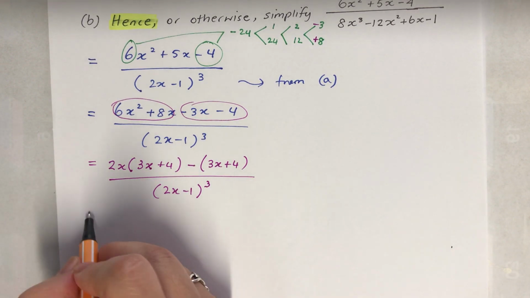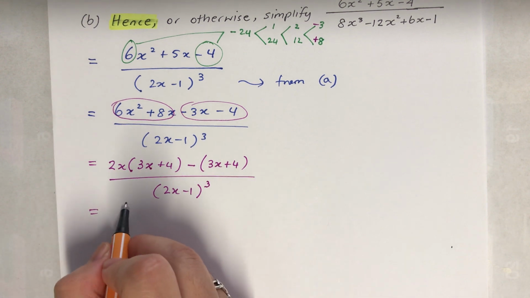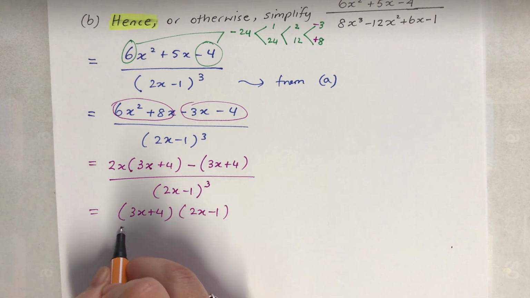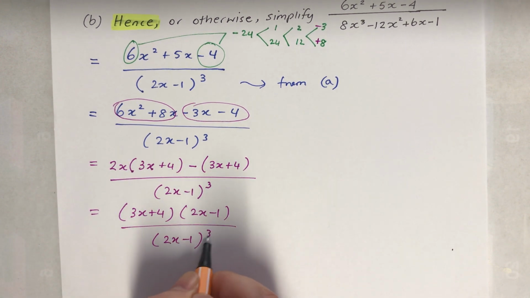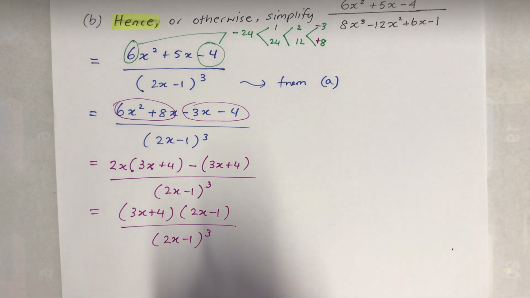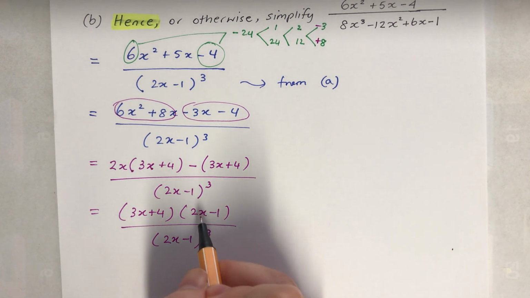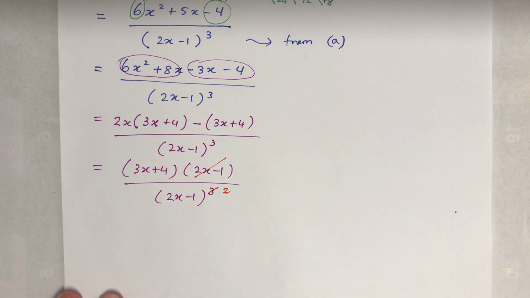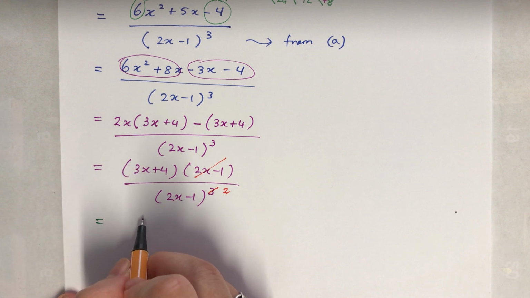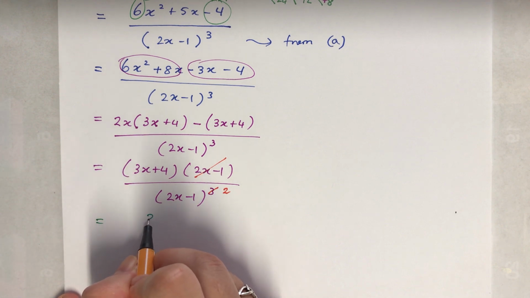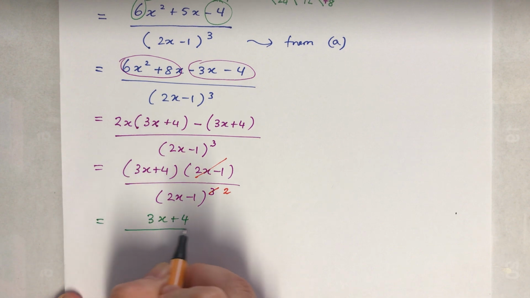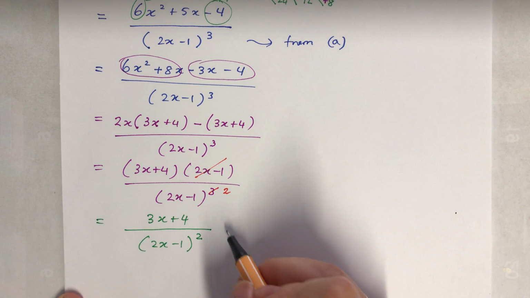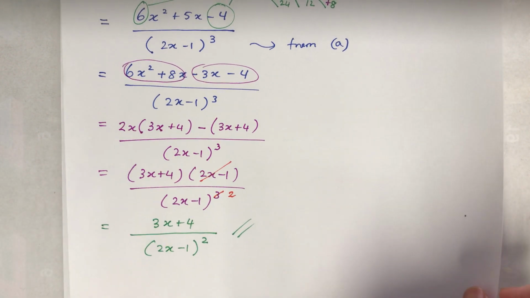Okay. And then I'm collecting another common factor, which is 3x plus 4, and left with 2x minus 1. Now I can cancel this. And then I can cancel with what? 2 left. Okay, so on the numerator, I've got 3x plus 4 by itself. On the bottom, I have a 2x minus 1 squared. Okay, well, that's done. That's my answer to part B.